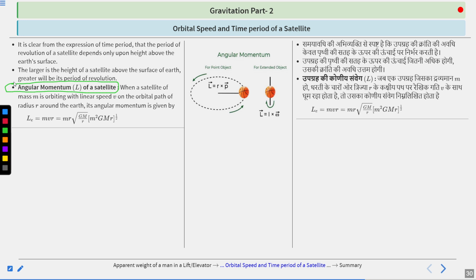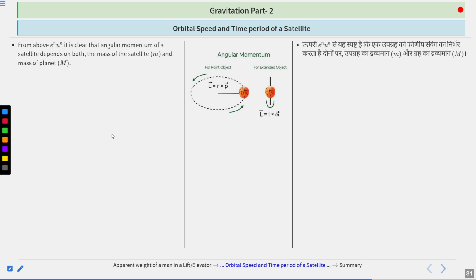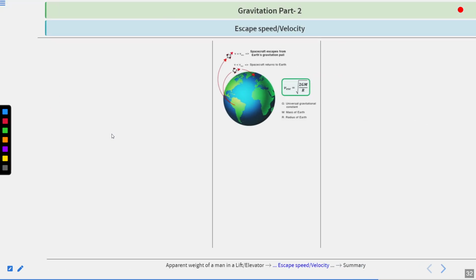When a satellite of mass m is orbiting with linear speed v on an orbital path of radius r around the Earth, angular momentum is given by L = mvr = m√(GM r). From the above equation, it is clear that the angular momentum of the satellite depends on the mass of the satellite and the mass of the planet. It also depends upon the radius of the orbit of the satellite.